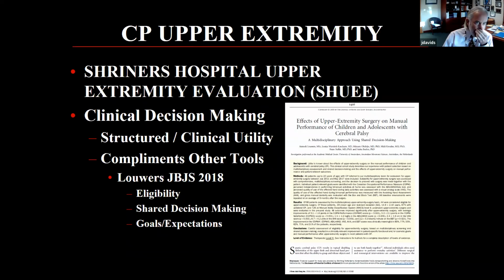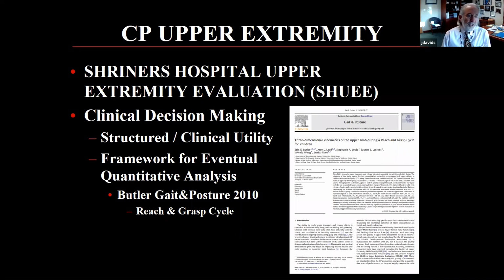So trying to wrap all of this up, the Shriners Hospital Upper Extremity Evaluation is a clinical tool that provides structure to clinical decision-making and outcome assessment. It can complement a variety of other tools, as shown in this recent article that looked at the outcomes of upper extremity surgery in children with CP, utilizing a standardized approach to determine eligibility for surgery, shared clinical decision-making, and very clear outcomes, goals and expectations for outcomes. The SHOE will, in my mind, someday provide a framework for eventual quantitative analysis of the upper extremity.